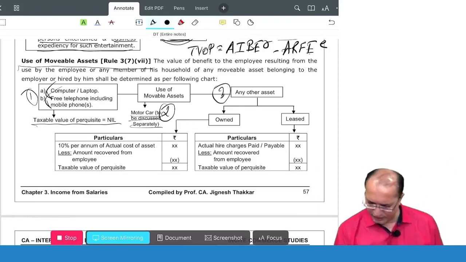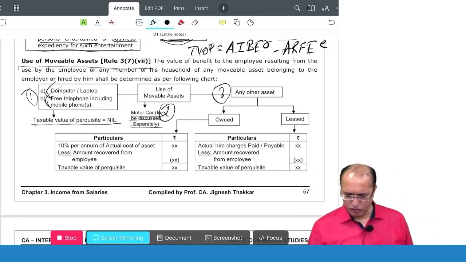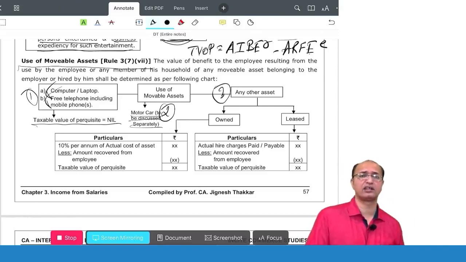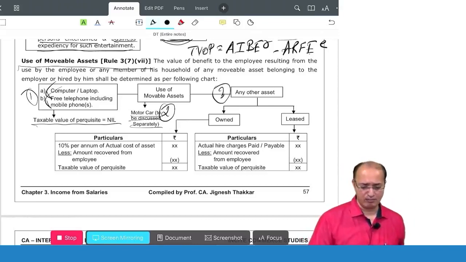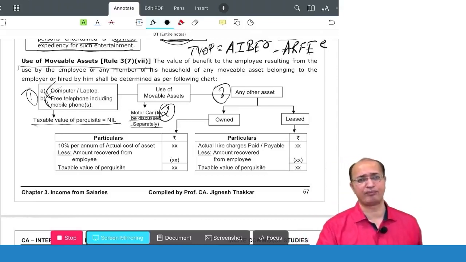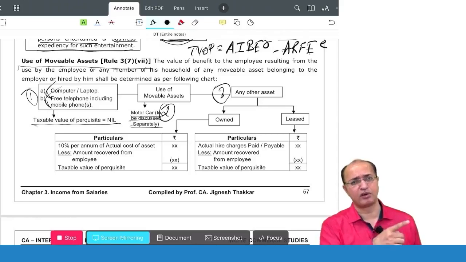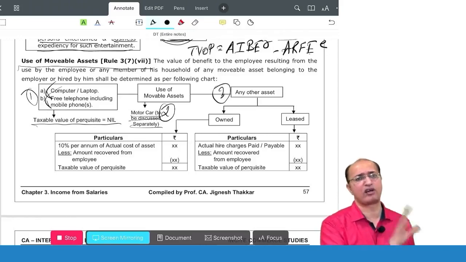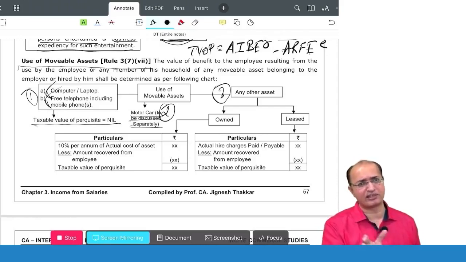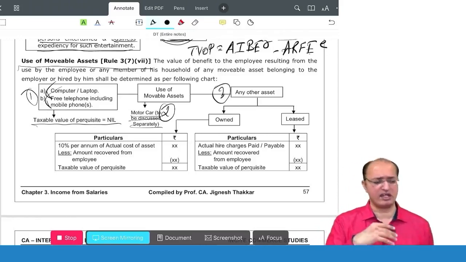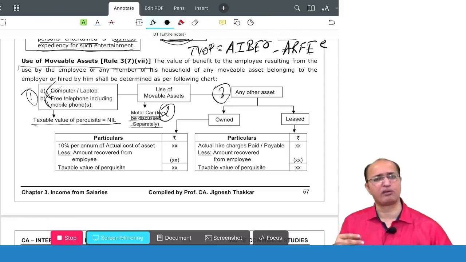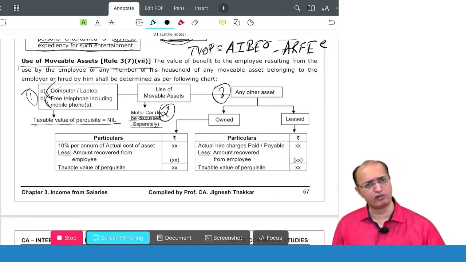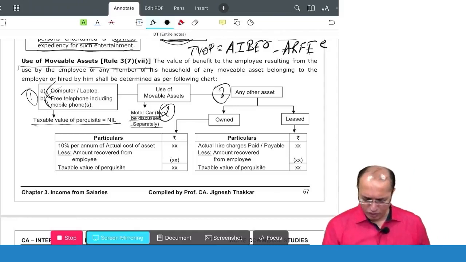Third thing is any other asset. What do you mean by any other asset? By any other asset, we mean except computer, laptop, mobile phone facility, and except motor car facility. Keeping aside these three things, if any other movable asset is provided to the employee for using, then we move on to the third category.